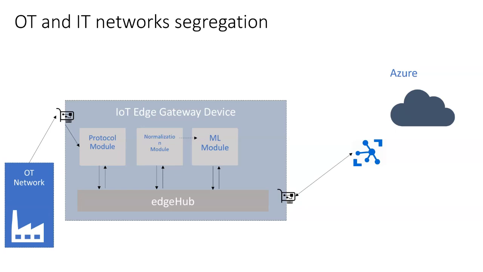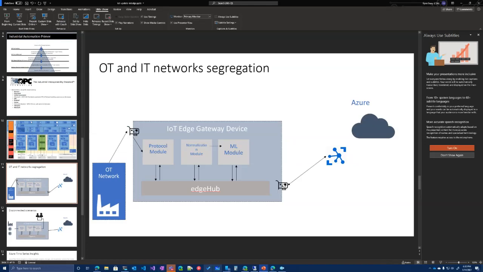So as I mentioned, with that OT and IT network segregation, the IoT Edge provides a unique opportunity to bridge that gap with the OT network, which tends to not be at all connected to the cloud, for obvious security reasons. It can sit in the middle and provide a facility to send those messages. So let's take a look at how this comes into play.